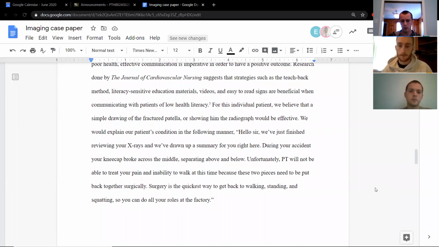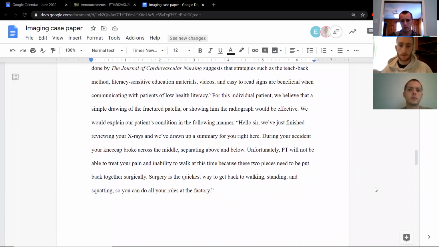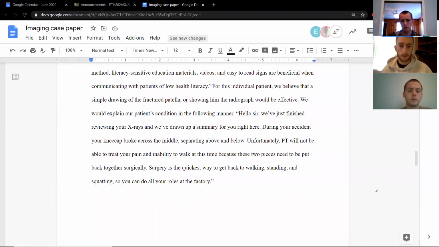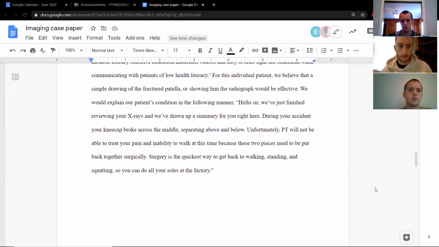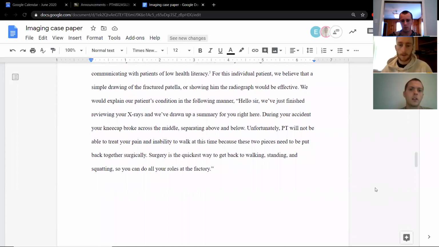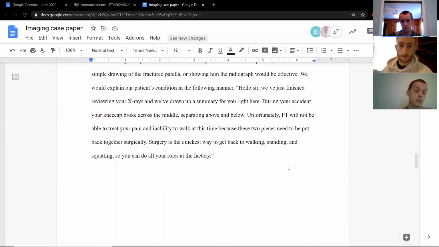For this individual patient, we believe that a simple drawing of the fractured patella or showing him the radiograph would be effective. We would explain our patient's condition in the following manner. Hello, sir. We've just finished reviewing your x-rays, and we've drawn up a summary for you right here. During your accident, your kneecap broke across the middle, separating above and below. Unfortunately, PT will not be able to treat your pain and inability to walk at this time because these two pieces need to be put back together surgically.